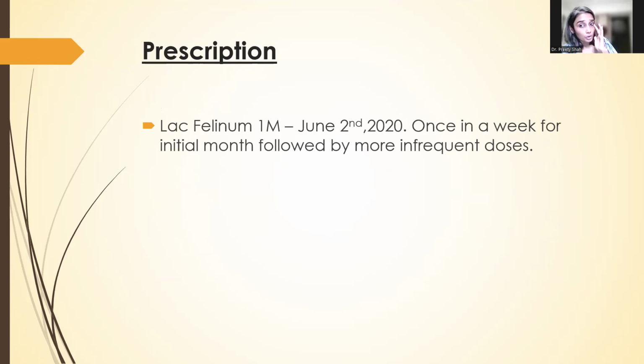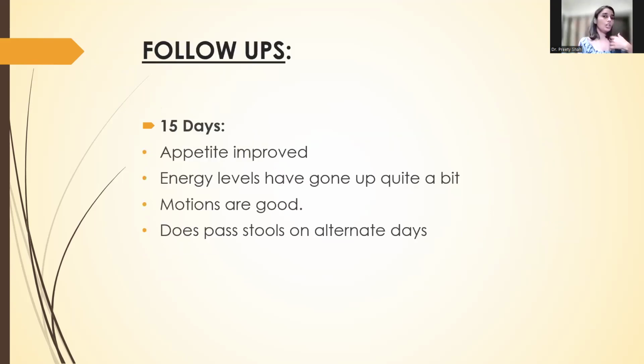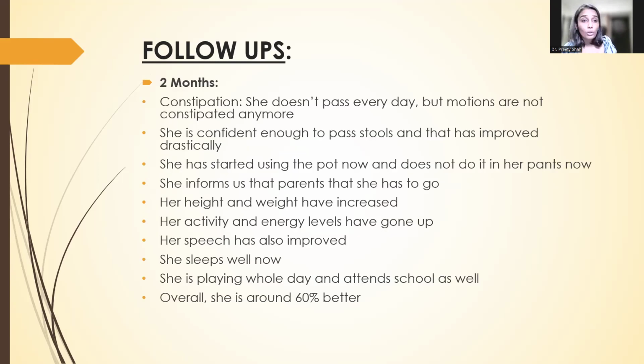The first prescription was in June 2020. She received that once a week for the initial month, and then gradually the repetition diminished. Her appetite, she's also a very fussy eater, right? So her appetite improved, energy levels were good, her motions slowly started getting better. She was starting to pass stools every alternate day, and this gradually kept getting better.